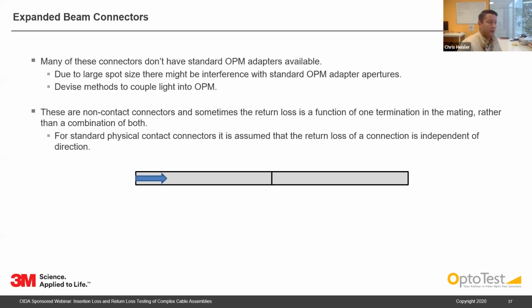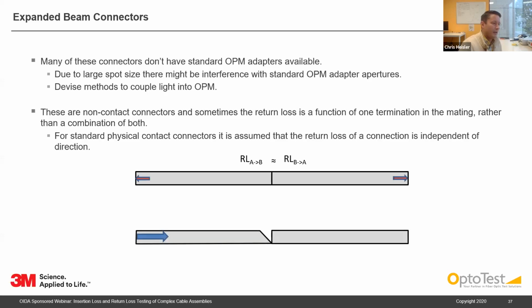So for standard physical contact connectors, it is assumed that the return loss of a connection is independent of the direction. For example, we have two fibers butted up against each other. These fibers have the same refractive index. If we measure return loss from the left side, we're going to get a return loss value. Then when we measure from the right side, we're going to get a return loss value. And because these have the same refractive index or close, the return loss from one side and from the other side is going to be roughly the same.